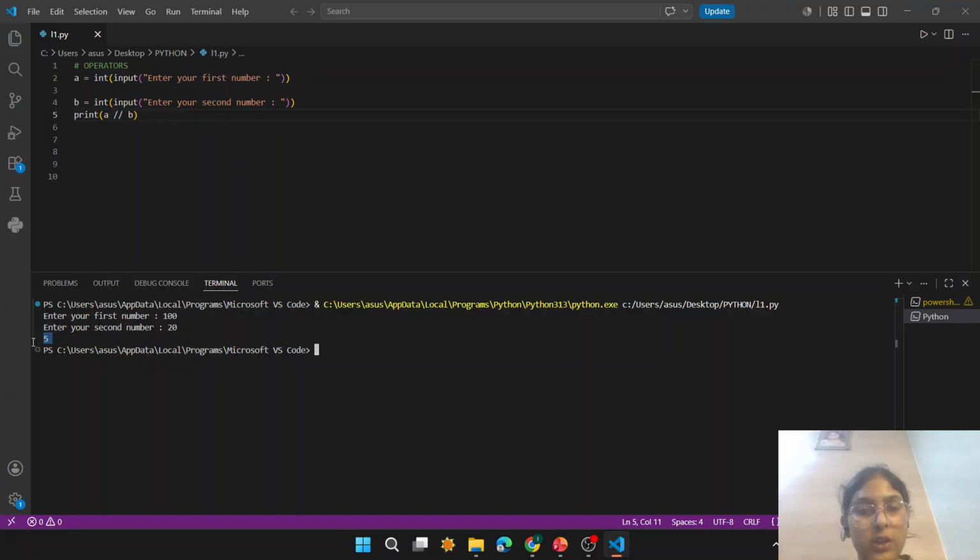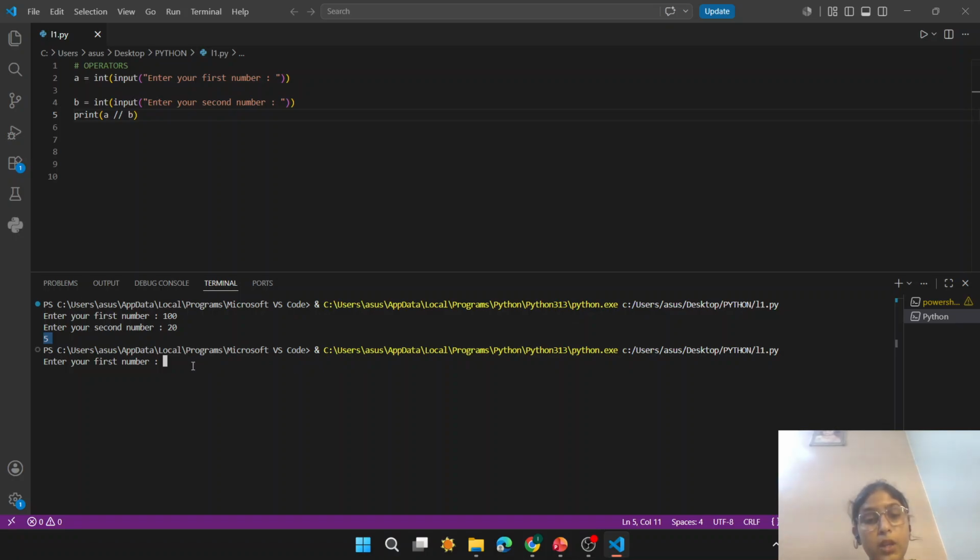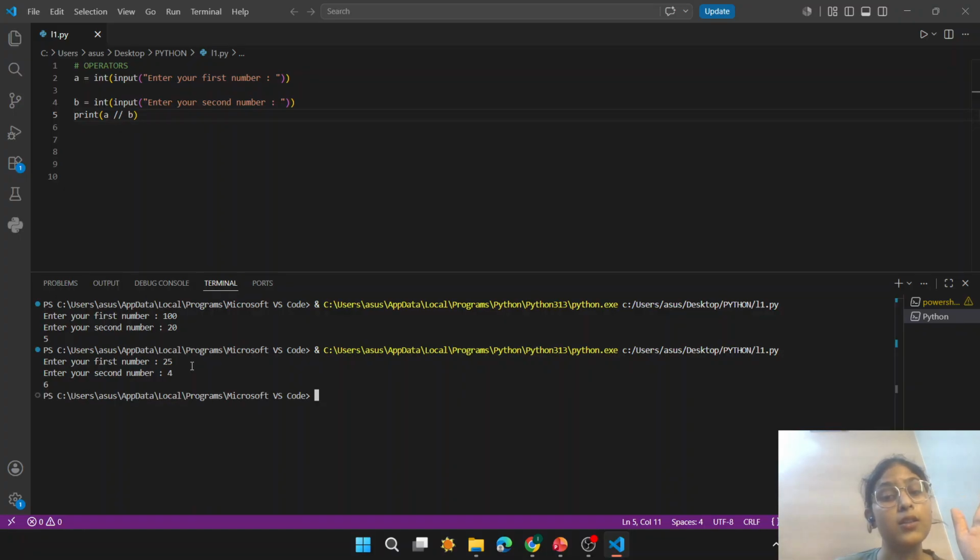Normal division is for decimal, if you want the result in decimal or float. If you don't want it, you have to use floor division. For example, right now we are using numbers that are divisible by each other. What if I divide 25 by 4? The answer should be something in points, right? But the answer would be 6. Now you must be thinking, how? 6 fours is 24. There is no decimal point because floor division always drops the decimal part.